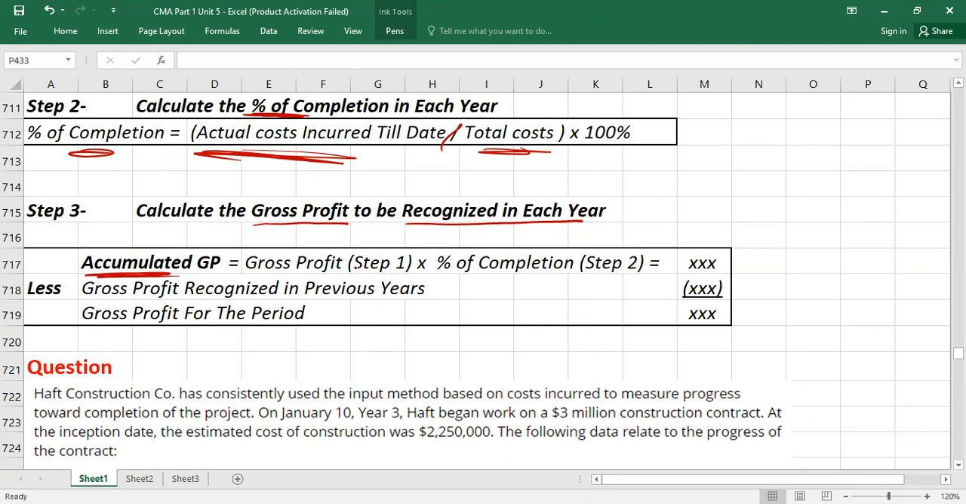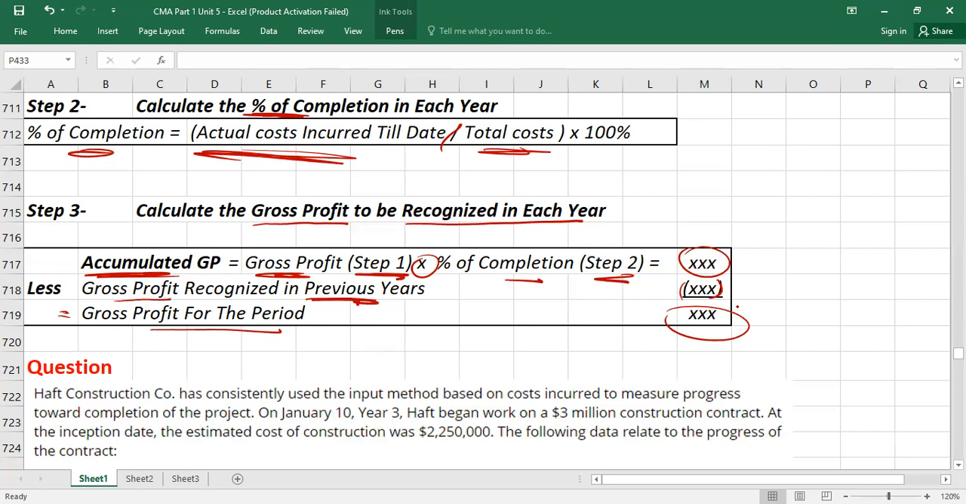So I will take the total gross profit which I estimated in step number 1, multiplied by the percentage of completion which I calculated in step number 2. Simply step number 1 multiplied by step number 2. This will give you the cumulated amount of GP. From there you deduct the gross profit recognized in the previous year, which will be given in the question. Once you deduct, you will get the gross profit recognized for the year.